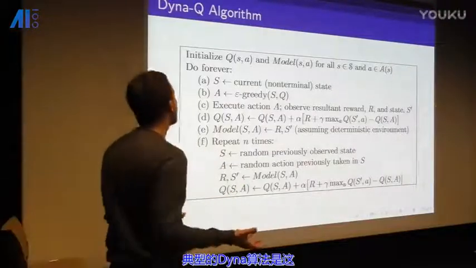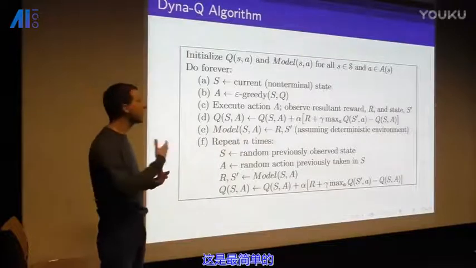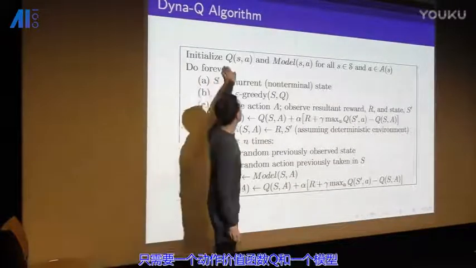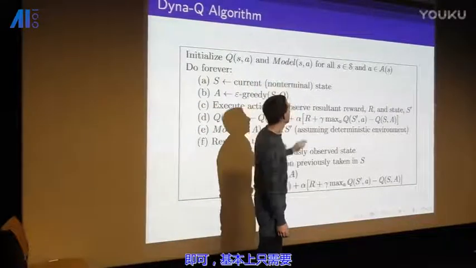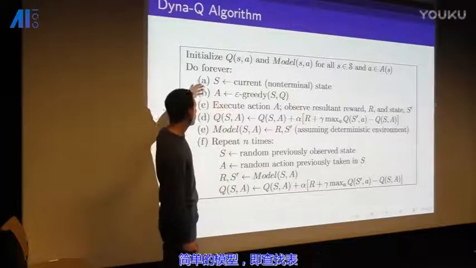So the canonical Dyna algorithm looks something like this. This is the Dyna-Q algorithm. It's the simplest version of Dyna. All it says is, let's start off with some action value function Q and some model.